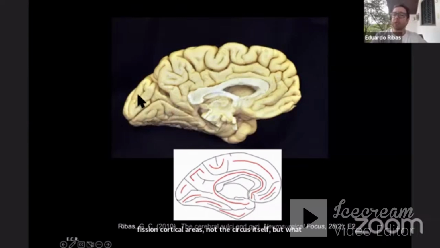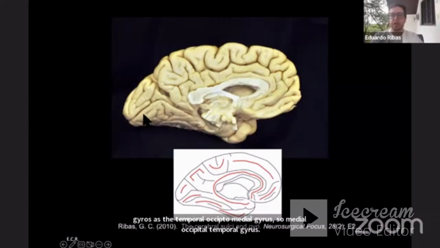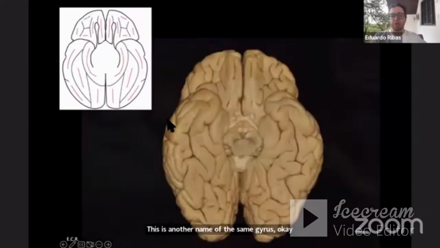Superior, we have the cuneus, as I said, and inferior, we have the lingual gyrus. I like this old name, lingual gyrus, because it resembles a tongue. It resembles something that goes posterior, lingual gyrus. But some more recent work will call this gyrus the medial occipital temporal gyrus. This is another name of the same gyrus, okay? But I like this old name, the lingual gyrus.